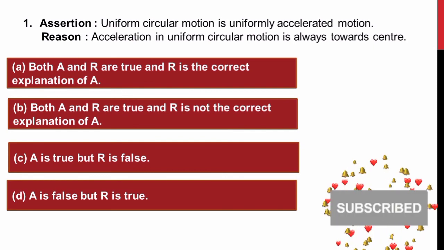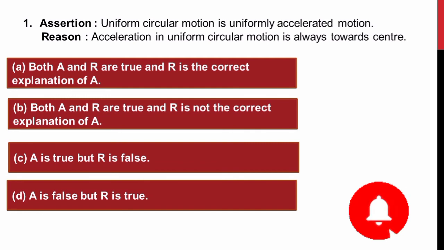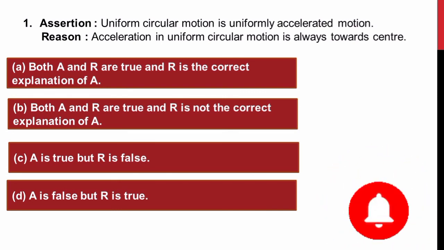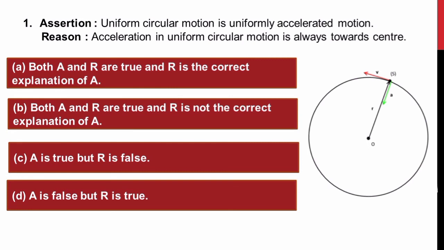The statement of assertion is given as: uniform circular motion is uniformly accelerated motion, and the reason: acceleration in uniform circular motion is always towards the center. Now let's solve the question by checking whether the statements given in the assertion and in the reason are true or false, and then we will select the appropriate option.